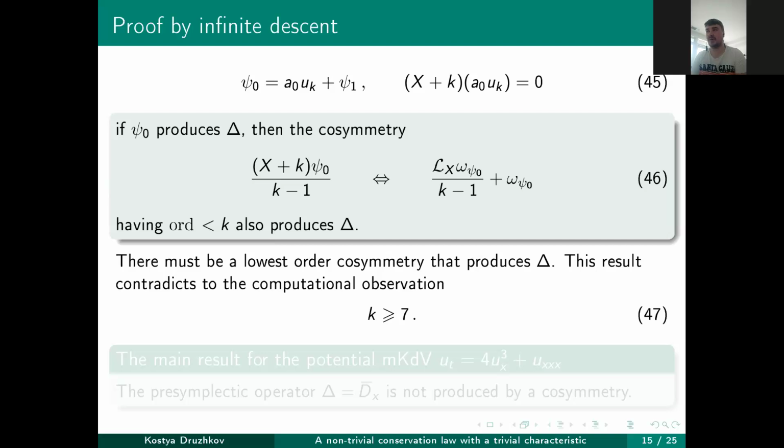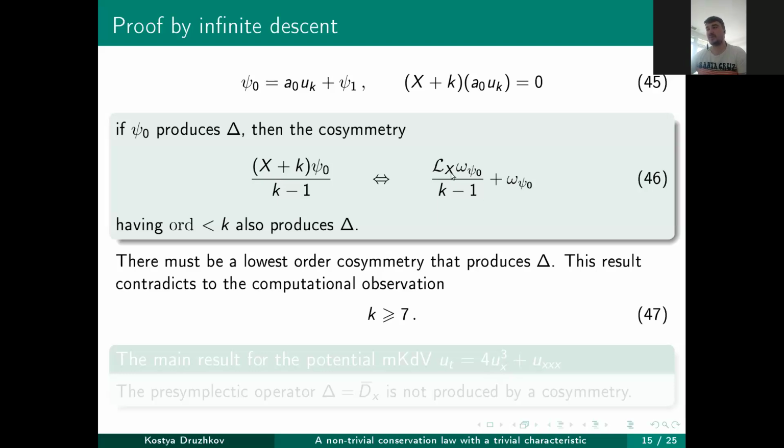Let me recall that we have this formula 45. We have this structure of coefficient for psi 0, and it's easy to see that if we apply X plus k to the highest order term, then we get 0. This follows directly from the structure of coefficients of X, from the symmetry itself. So here we get 0. If psi 0 produces delta, then this cosymmetry also produces delta. It's easy to see this fact because this cosymmetry corresponds to this variational one-form. And we know that the Lie derivative of the corresponding presymplectic structure, capital omega, vanishes, right? So the Lie derivative vanishes. That is why we have this situation. So if we apply this operator d1, the differential d1, to this variational one-form, this term vanishes.